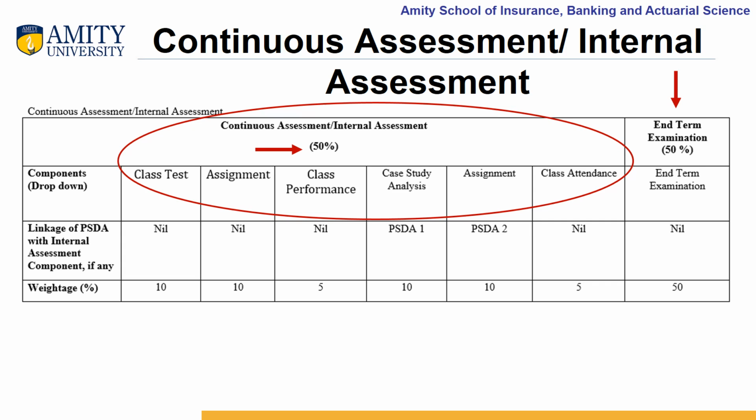assignment, and class attendance. For class test, there is a weightage of 10%. For assignment, there is a weightage of 10%. For your class performance, weightage of 5%. For case study analysis, weightage of 10%. For your assignment, weightage of 10%. And then for your class attendance, again there is a weightage of 5%. And remaining 50% weightage is for your end term examination.